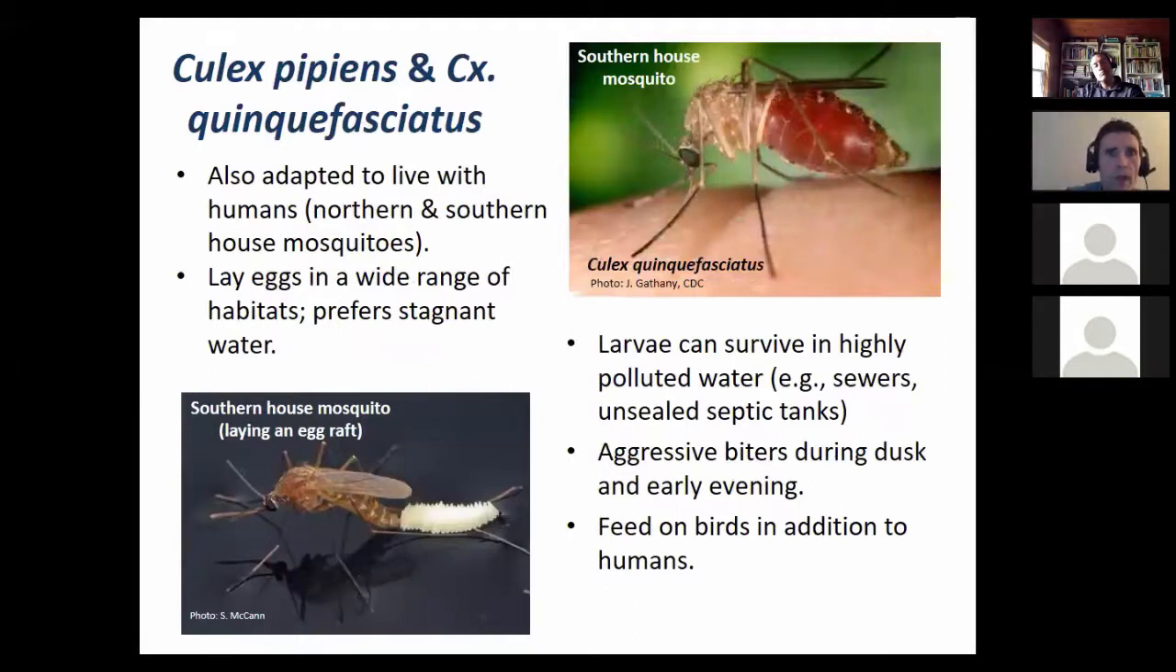So next are the northern and southern house mosquito, these Culex mosquitoes. Both of these are also adapted to live with humans. They lay eggs in a wider range of habitats than the previous two that I showed you, but they tend to prefer stagnant water. Their larvae can survive in very highly polluted water. Sewers and unsealed septic tanks, for example, can be important point sources for these mosquitoes. They're aggressive biters during dusk and early evening, so instead of biting you in the daytime, they're going to come after you. They're probably the ones feeding on you at night if you're sitting out on your patio. But these do feed on birds in addition to humans, and this is an important characteristic and why they're good vectors for West Nile, which tends to circulate among birds.